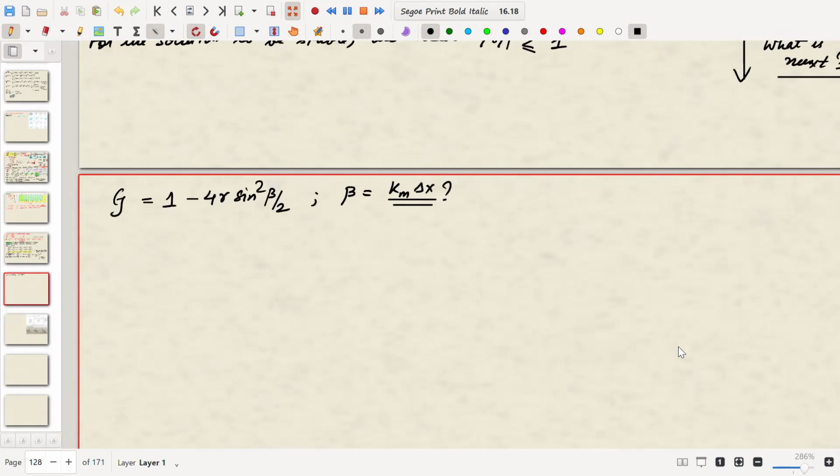Can we plot this? Can you use Desmos? Can you see this in Desmos? So open Desmos and just plot this function.